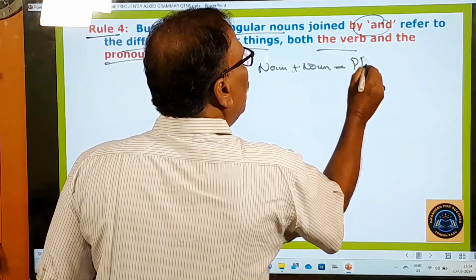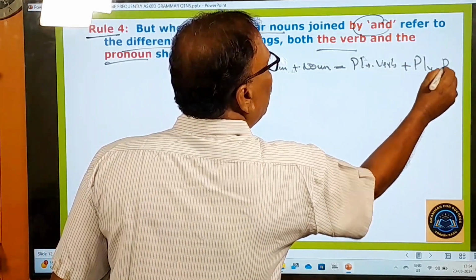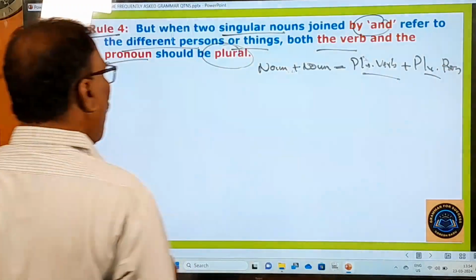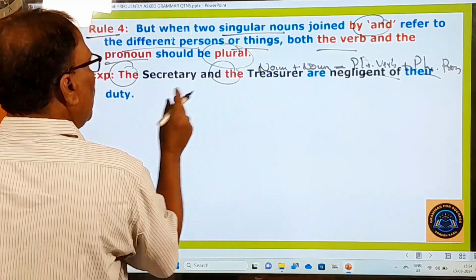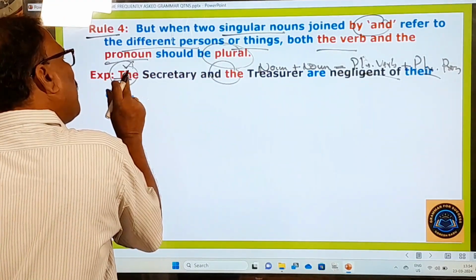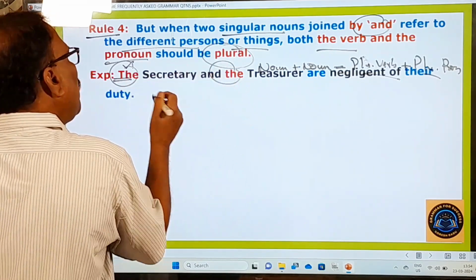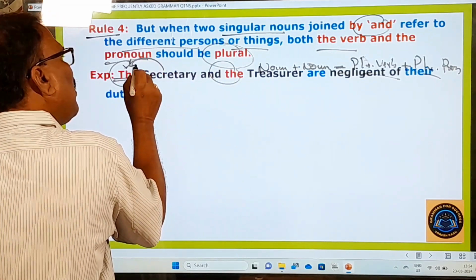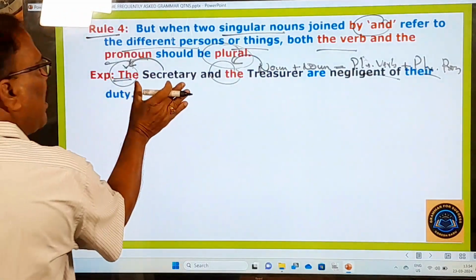What is that? Plural verb must be used and plural pronoun must be there. How? Let us see that. That's very important. The secretary, the treasurer. When they are one and the same person, only one definite article must be used, only at the beginning. When you want to say they are different persons, then you have to use one definite article before this person, and before the next person also one definite article. Then they become two persons.